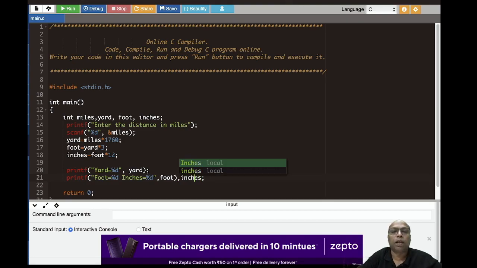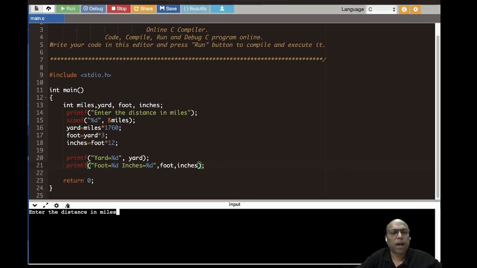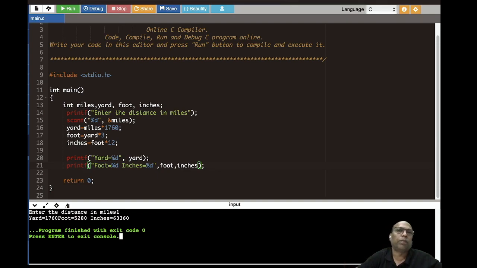But then what is happening? Let us see what output is going to come. Then from this mistake we learn something better. Okay, so I run the code. I enter the miles, in this case 1 mile. So the output is: yard is 1760, foot is 5280, and inches is 63360.